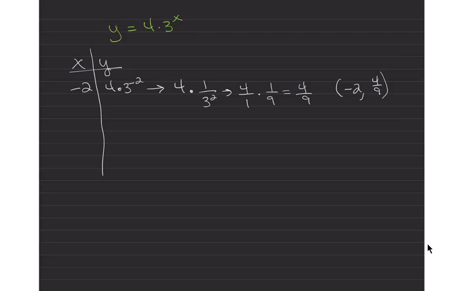You want to try -1? So 4 times 3 to the -1. If we write them as fractions, that would be 4 over 1 times, what's 3 to the -1 going to do? Is that 1/3? So that's going to equal 4/3. So that's the point, -1, 4/3.